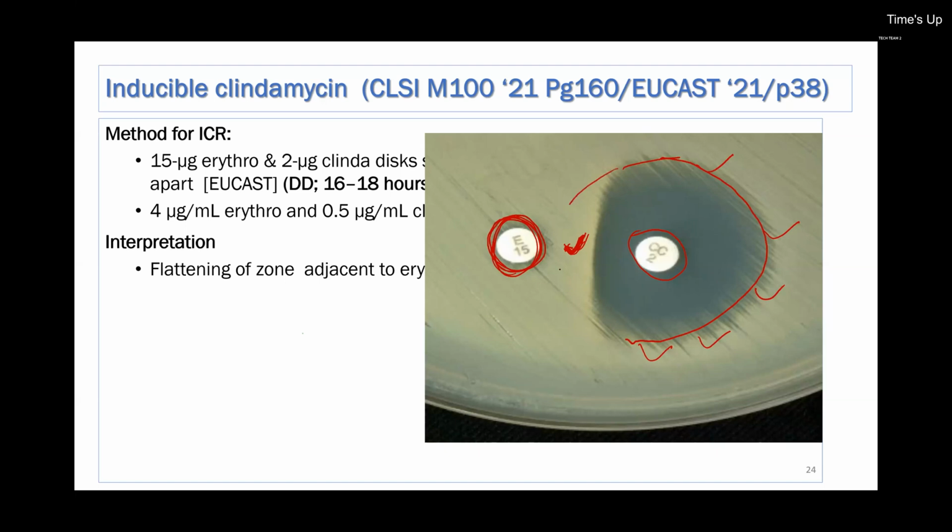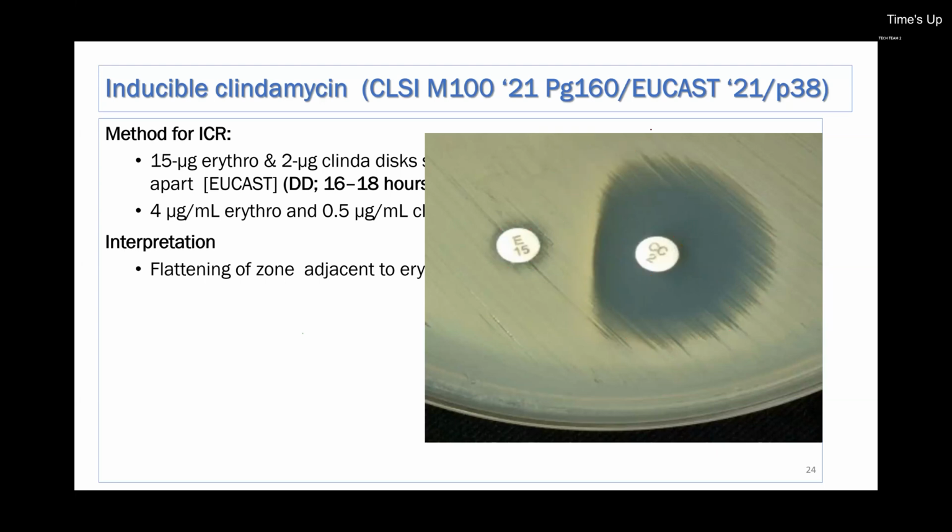So instead of giving a zone like this, they grew more into it. That is what we call flattening or the D-test. This phenotype is what we call the MLSB phenotype: macrolide, lincosamide, streptogramin B phenotype. So the D-test detects an MLSB phenotype.